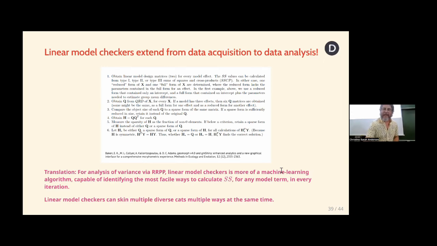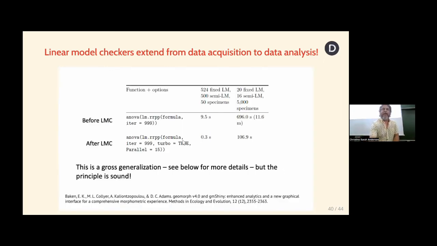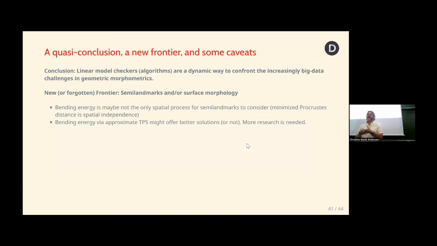So when we do something like this, before we had linear model checkers in ANOVA for those same example data, 696 seconds, in other words, 11 minutes. And you can see now that we can use linear model checkers and parallelize that. It's more than a 10-fold reduction in computation time. By the way, I left out a lot of details here, but the principle, this is a gross generalization. You know, there's other things we can do, but the principle is there.